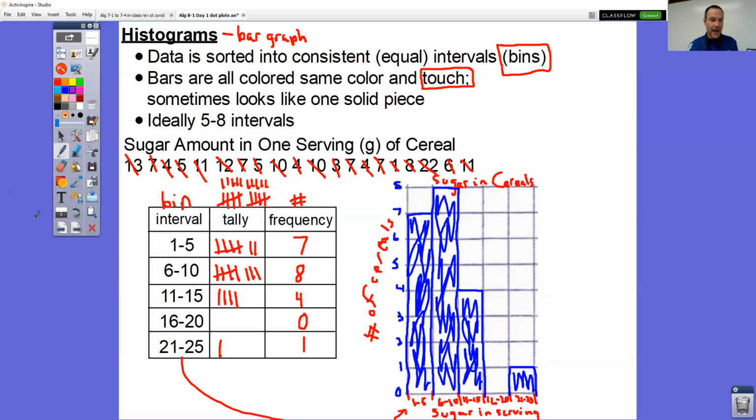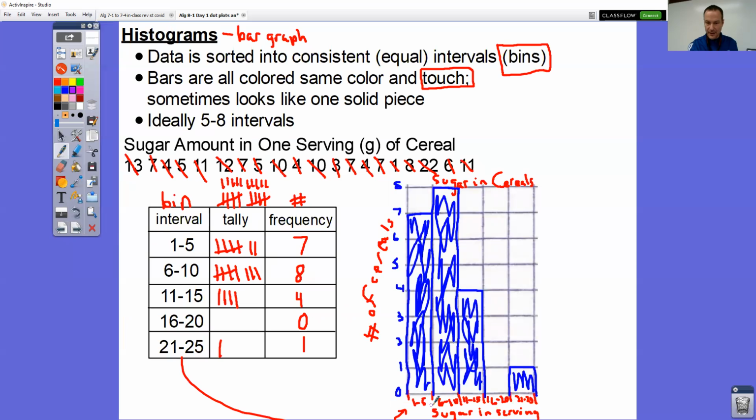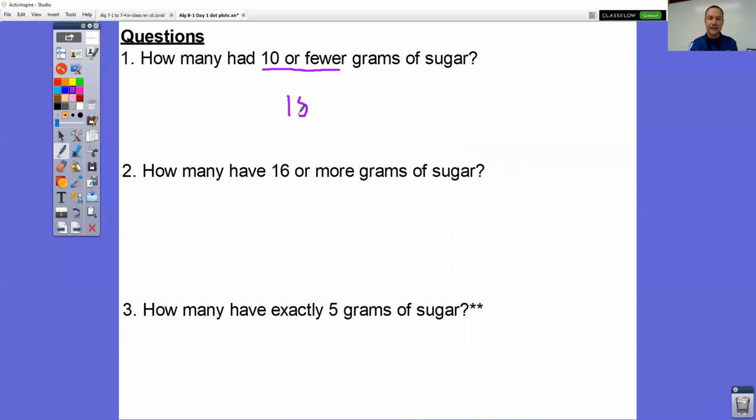We have to go through and do our tallies in our frequency table as well. So now you're going to have questions about the bar graph. How many had 10 or fewer grams of sugar? 10 or fewer, we have all the way up to 10 here. So 10 or fewer would be these two. That means we have 7 plus 8, so we have 15 different cereals that had 10 or fewer.